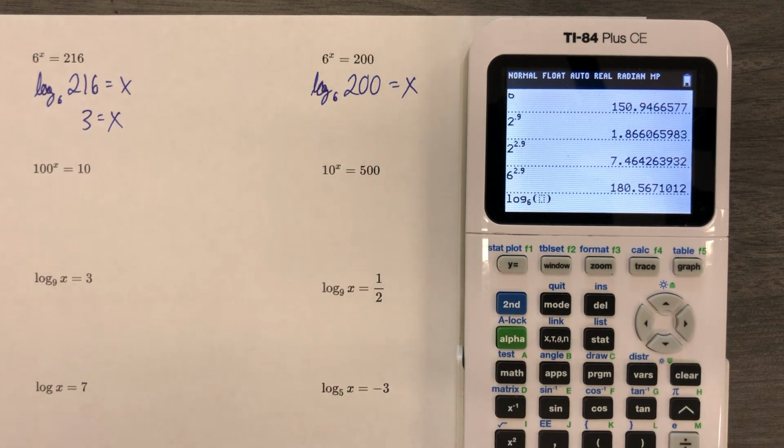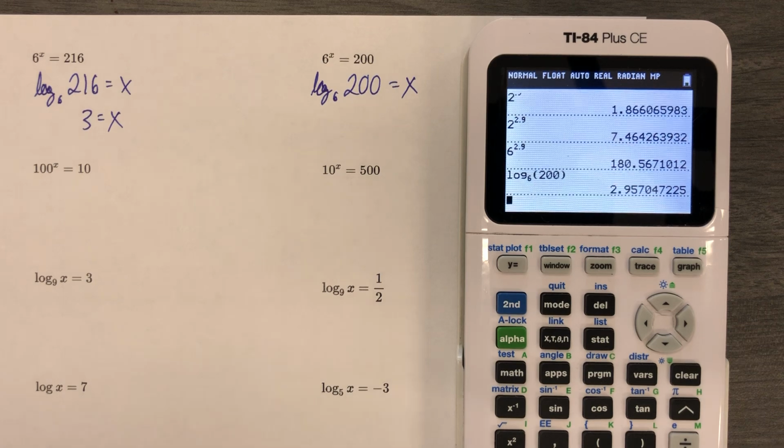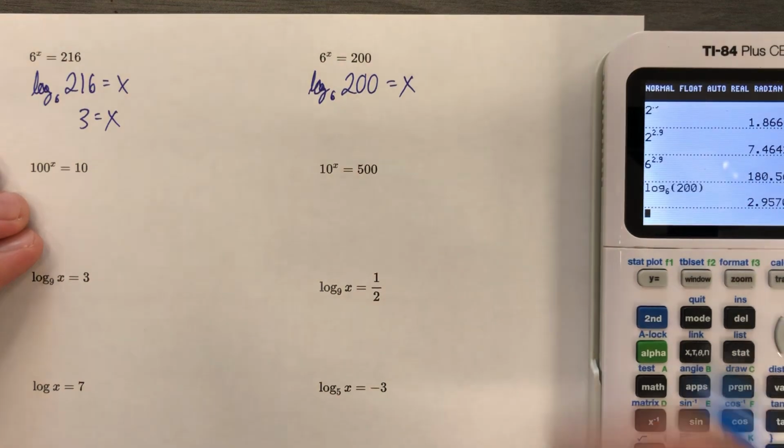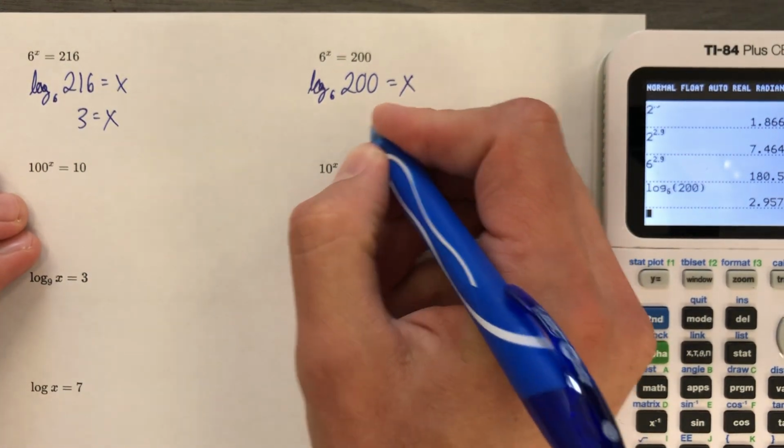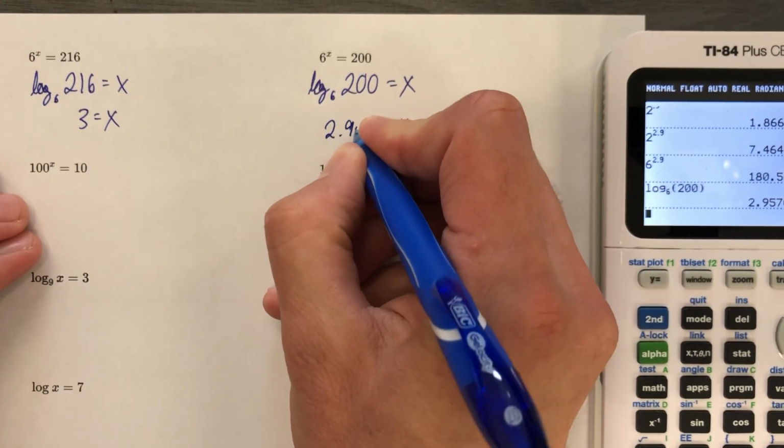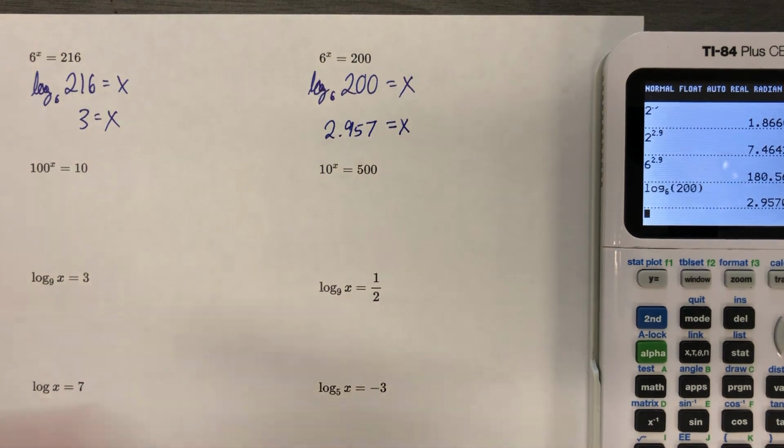Log base 6 of 200. So sometimes you can do it in your head. Sometimes you can guess, but let's not. I like 3 decimal places. The assignments that you do online will tell you where to round. For the notes, I'm going to round to 3 decimal places there. 2.957 to the nearest thousandth.